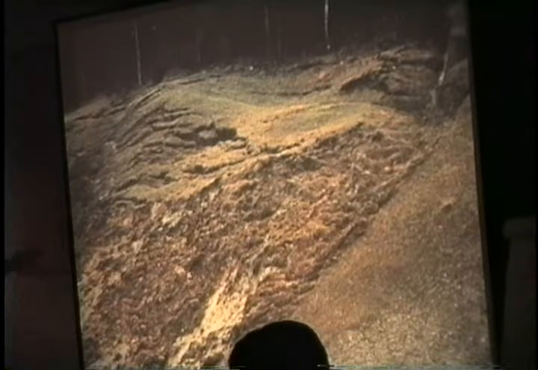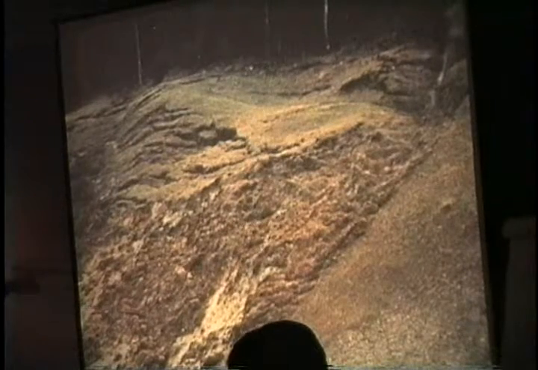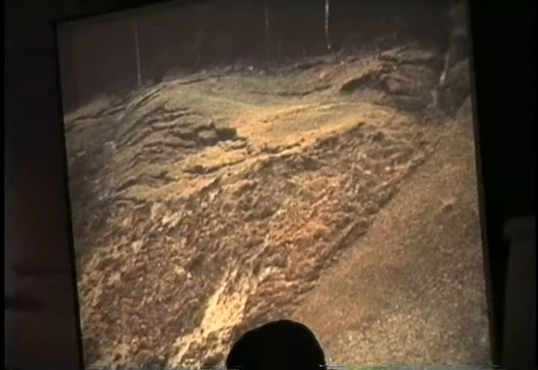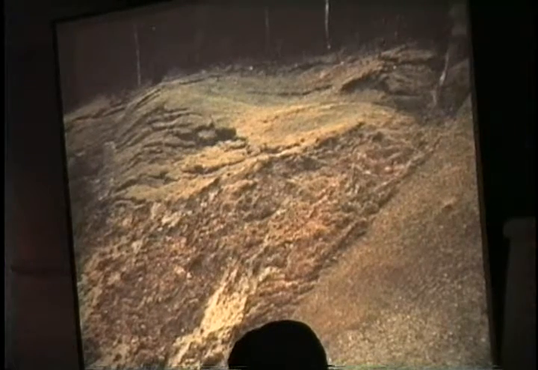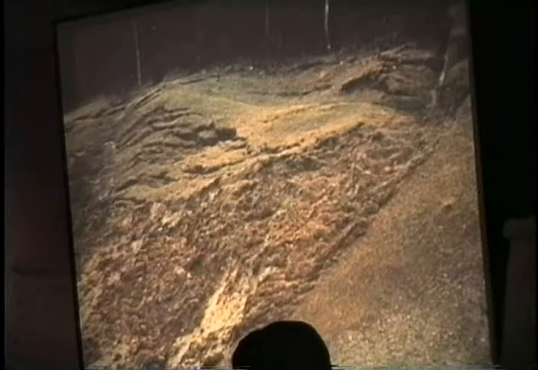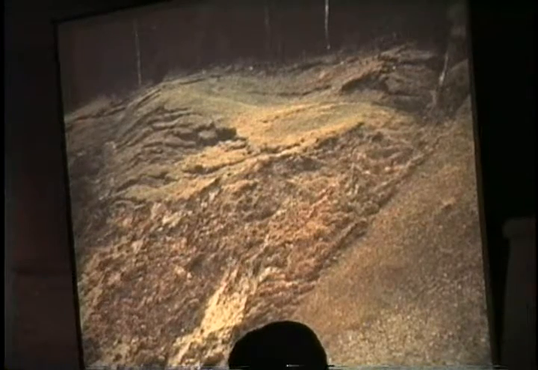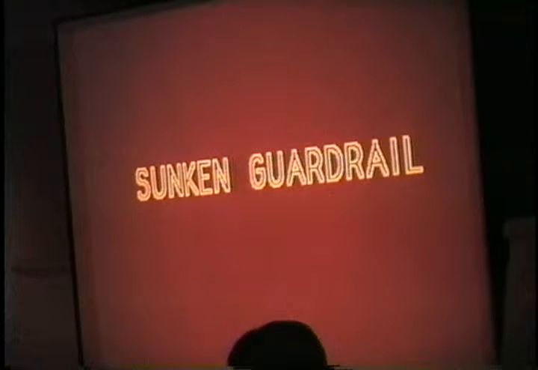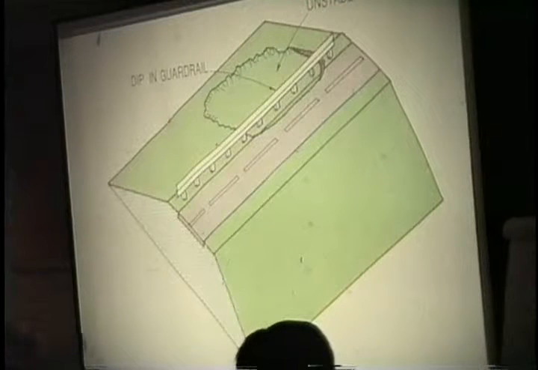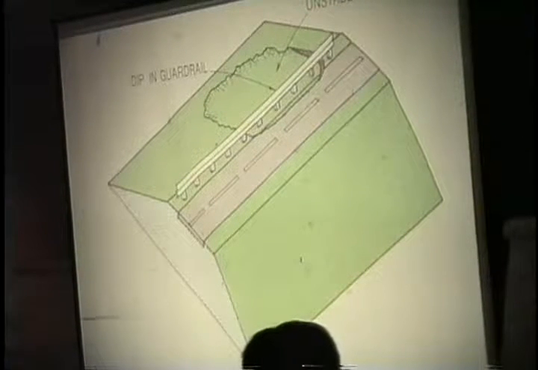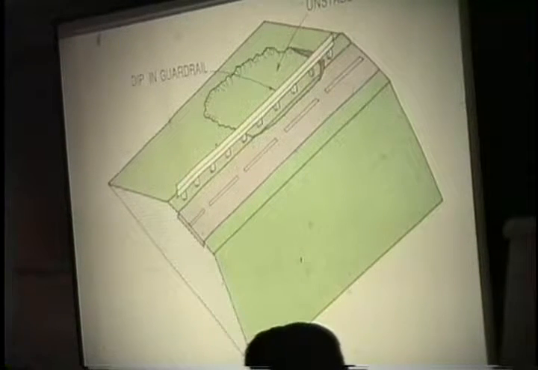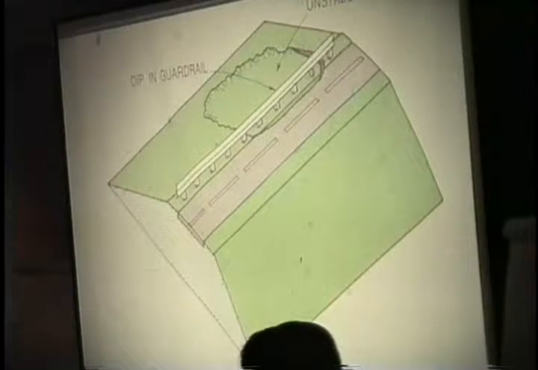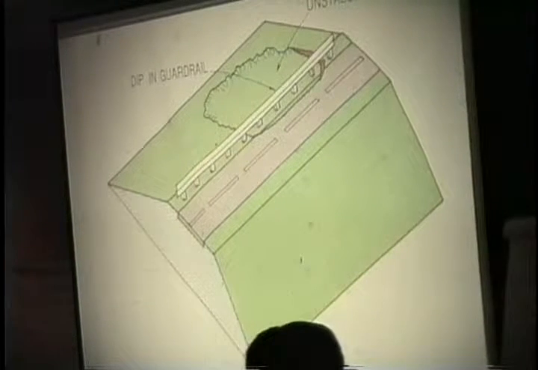So whenever you look at this, don't just say, okay, I know what's going on. Look beyond it, because there may be more geology that's telling you what's happening, and look at some of the ground features, vegetation, and so on. Now, the old dip in the guardrail: if you can't see a dip in the road, usually the dip in the guardrail tells you that something's happening.